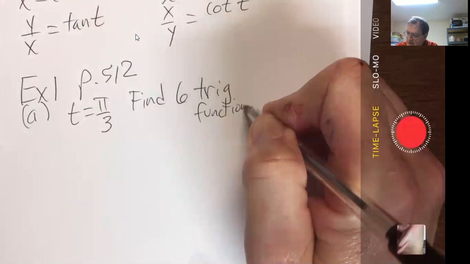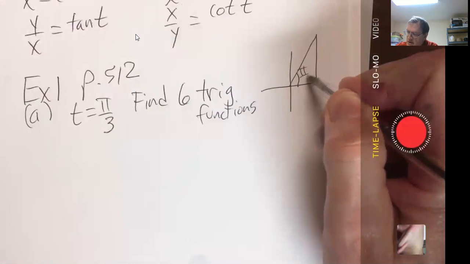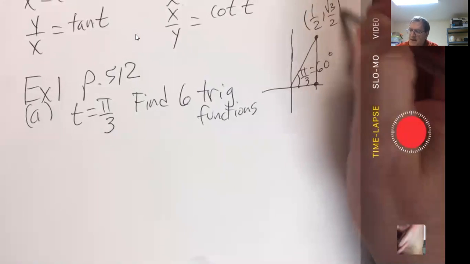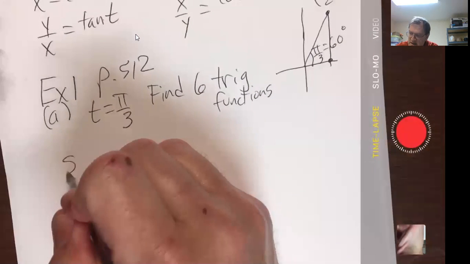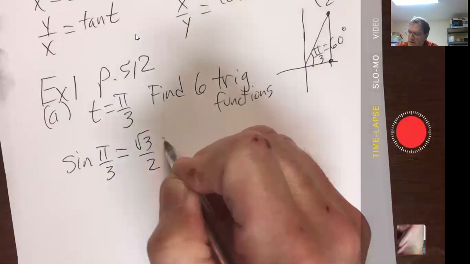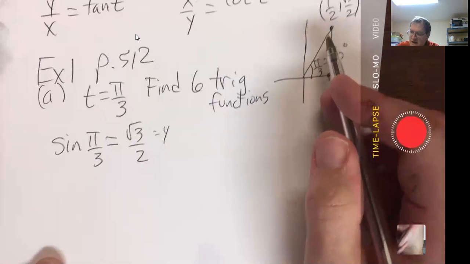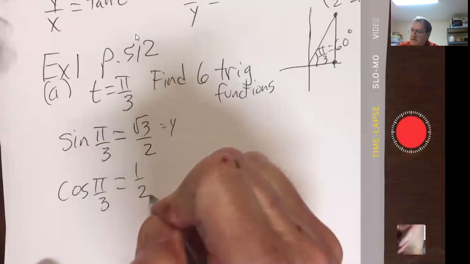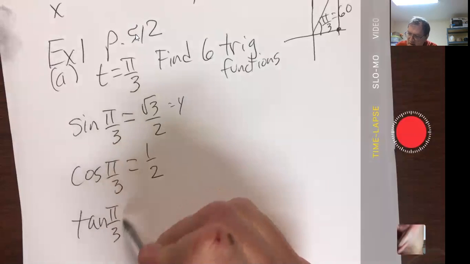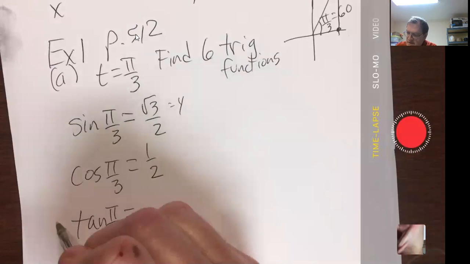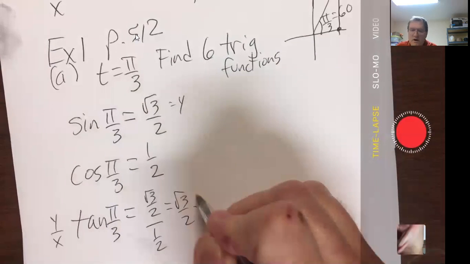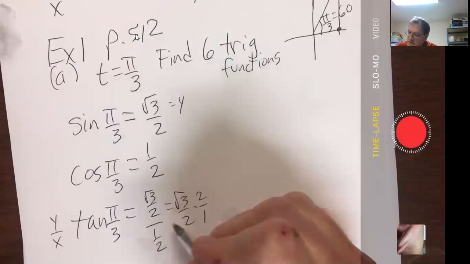They give you a diagram. Pi over 3 is equal to 60 degrees. And your base coordinates, you're over a half, you're up root 3 over 2. So if we do them in the standard table you're used to, the sine of pi over 3 is equal to root 3 over 2. The y coordinate equals the y coordinate. Your cosine of pi over 3 is equal to your x coordinate, a half. Your tangent of pi over 3 is equal to y over x. So that means root 3 over 2 over 1/2, which means root 3 over 2 times 2 over 1. The 2's cancel, you're equal to root 3.